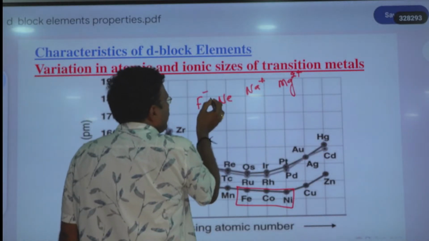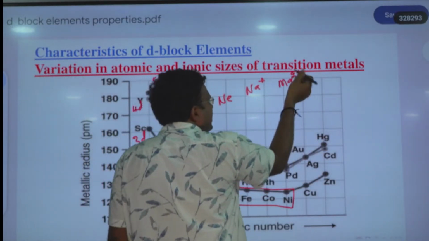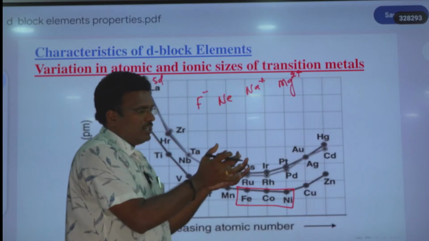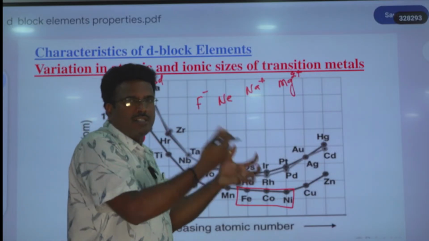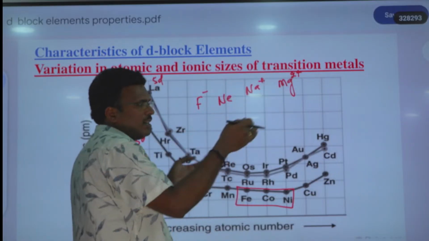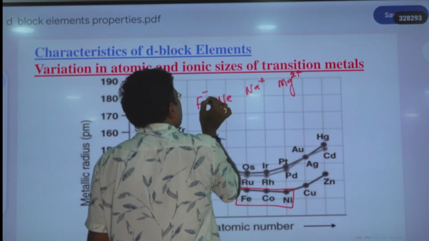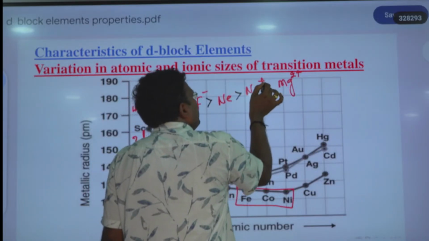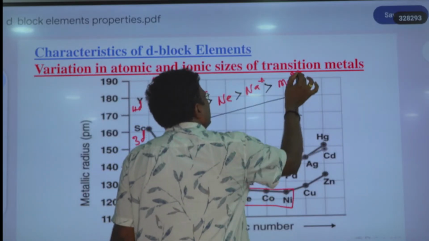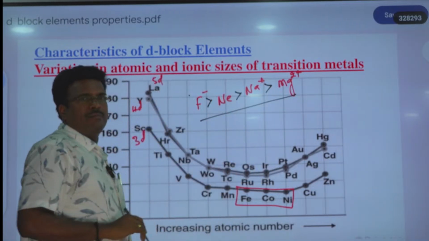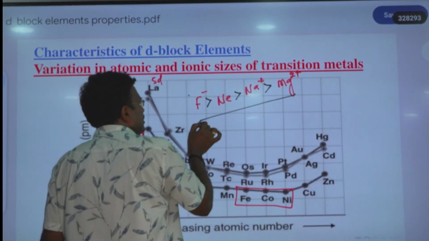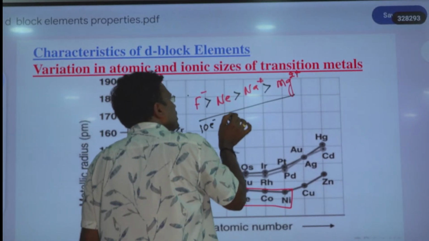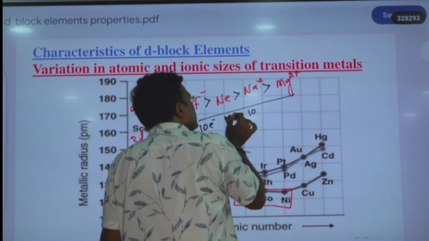Whenever the positive charge increases, electrons are removed, so the nuclear charge increases and the number of protons increases. That means the outermost electrons are attracted to the nucleus, which is why the radius decreases. So from fluoride to sodium and magnesium, the atomic radius decreases. All are 10-electron systems: fluoride, neon, all identical electron systems.